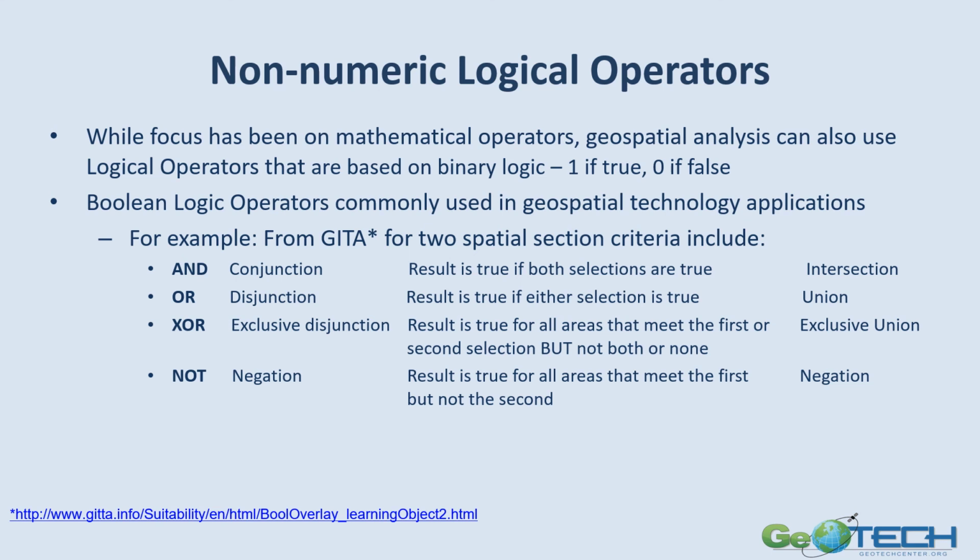For and, the conjunction, the result is true if both selections are true. Or is a disjunction, where the result is true if either selection is true. XOR's result is true for all arrays that meet the first or the second selection, but not both. And then negation, where the result is true for all arrays that meet the first but not the second.